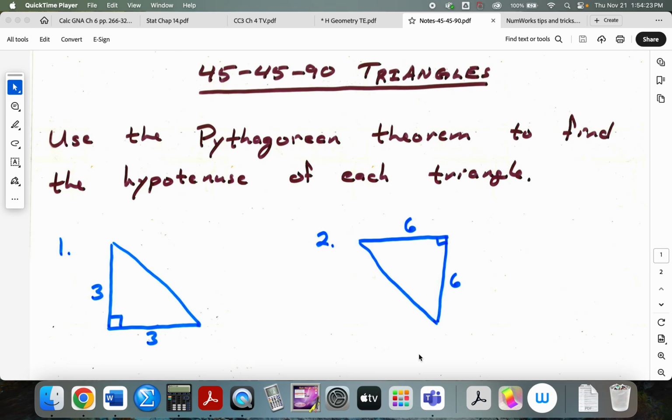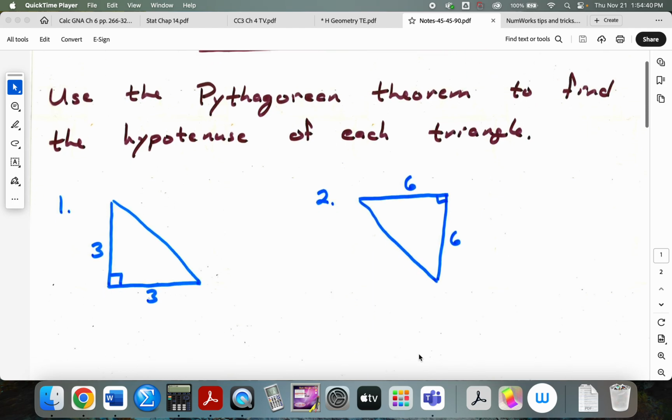We're going to learn a special type of triangle. It's called a 45-45-90 triangle. And if you have one of these, you can use some rules for them that'll make it a lot faster than doing the Pythagorean theorem. So let me show you. Let's do these by the Pythagorean theorem first.